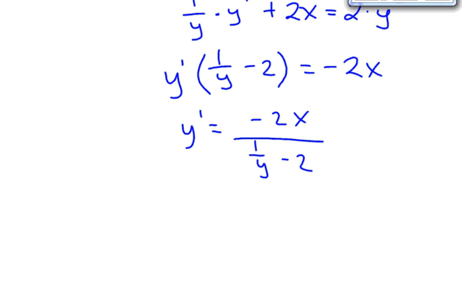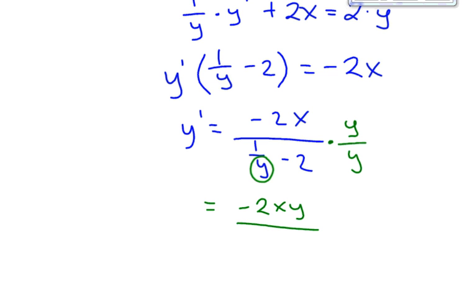Now, if this was a free response answer, this would be an okay way to leave your answer. However, if you wanted to completely simplify, which you're going to have to for multiple choice, let's get practice with simplifying this. First of all, you have a complex fraction, meaning you have a fraction within a fraction. So I'm going to multiply by y over y in order to get rid of that. So this will now be negative 2xy over 1 minus 2y.